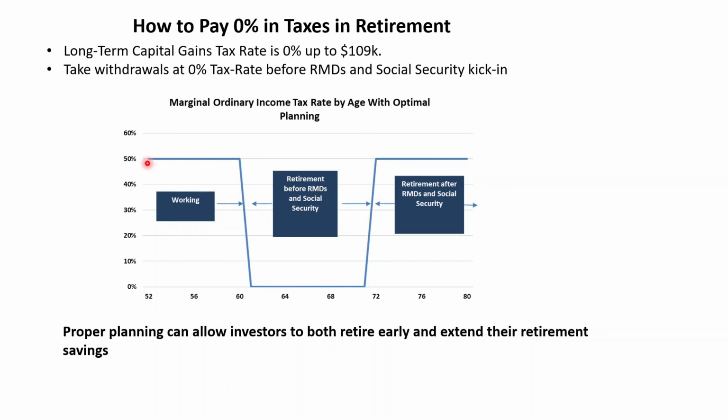So the goal in your planning, if you do want to do taxable withdrawals, is immediately after you retire to use this 0% tax rate up to $109,000 each year, before your Social Security kicks in and before your required minimum distributions kick in. So just to summarize, proper planning can allow investors to both retire early and extend their retirement savings, right? Because by limiting the taxes on your gains, you have more that you can withdraw in retirement and extend in case you live longer than expected.